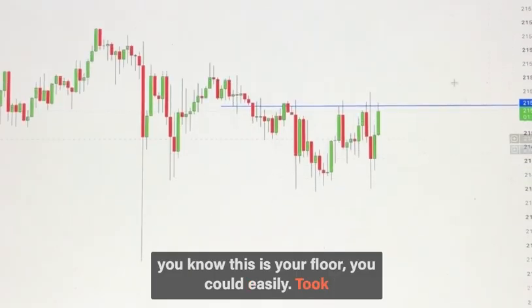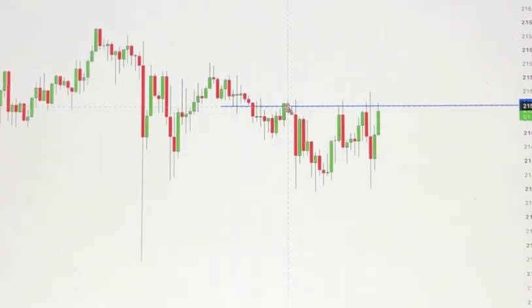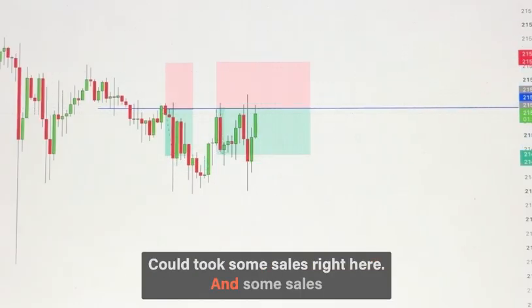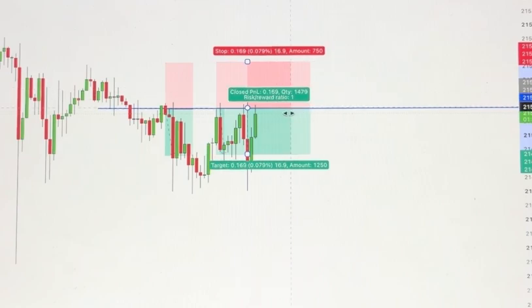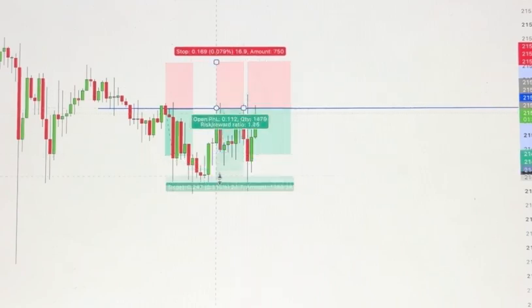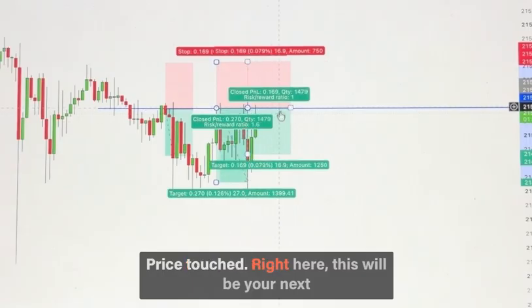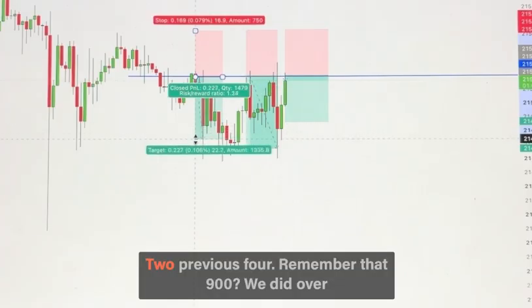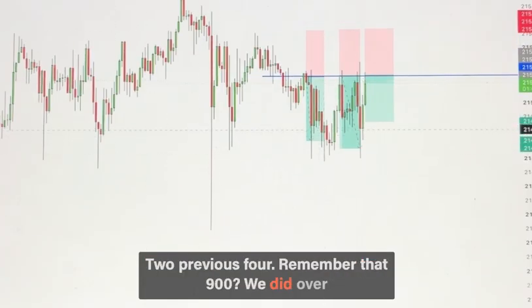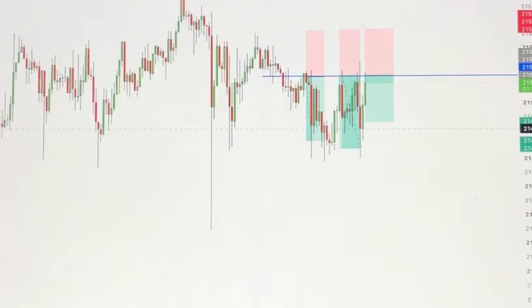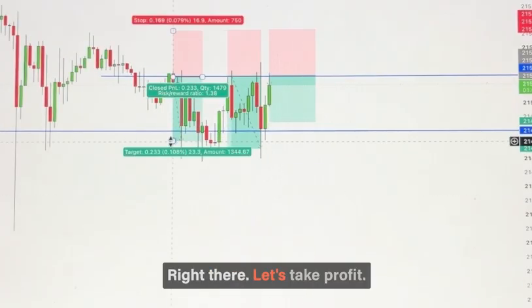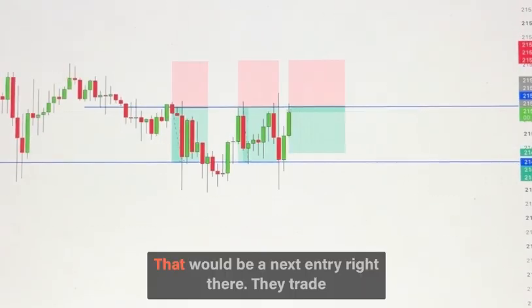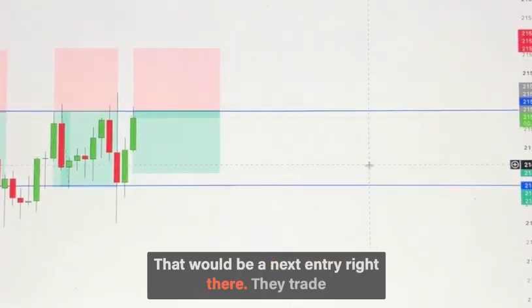You could easily have taken some sales right here. Could have taken some sales right here. And some sales right here. Price touched right here. This will be your next entry if you missed it. Where are you gonna sell? To your previous floor. You remember that 900 we did over here? Right there. Let's take profit. Take profit. And that would be your next entry right there.